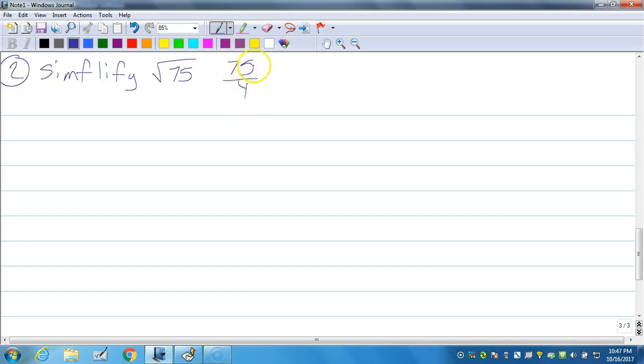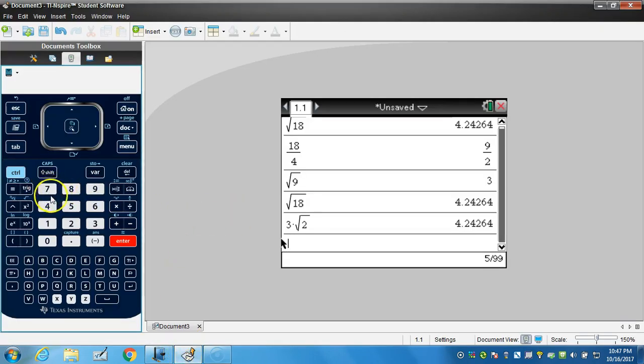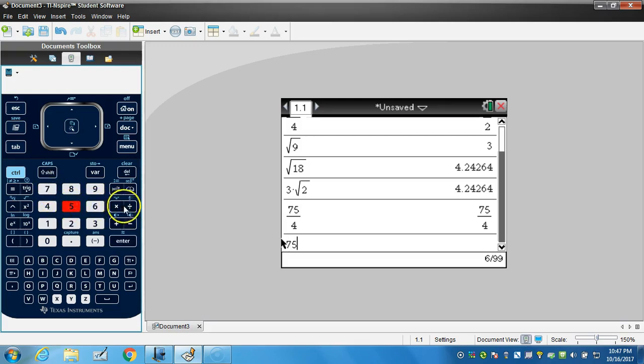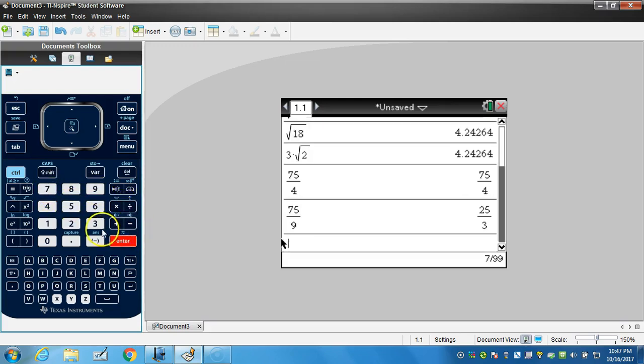75 divided by 4. If you put 75 divided by 4, it does not work in the calculator. So then I go to 9. That doesn't work. 75 divided by 16 is the next one. That doesn't work. Let me show you what I mean. 75 divided by 4. No. 75 divided by 9. No. Still a fraction. I don't want fractions. 75 divided by 16. No.